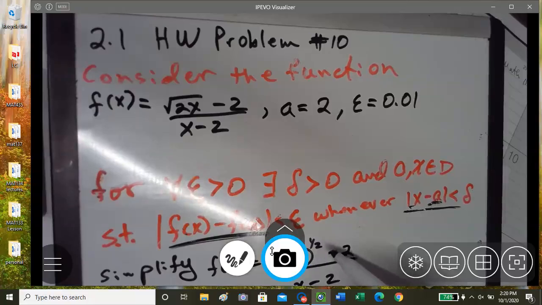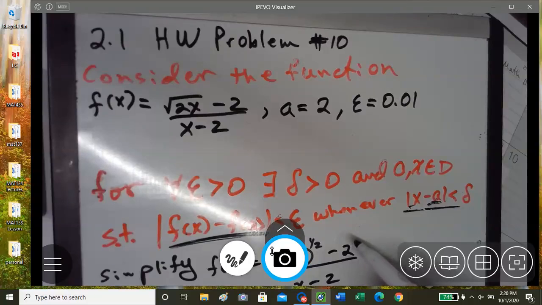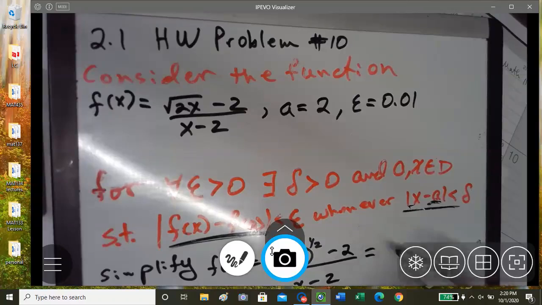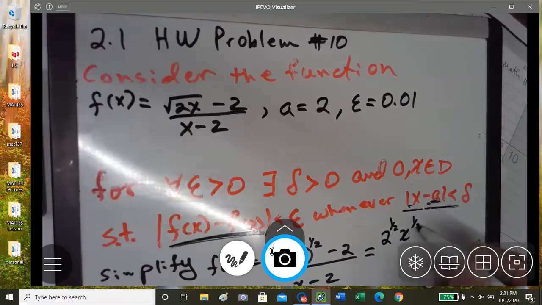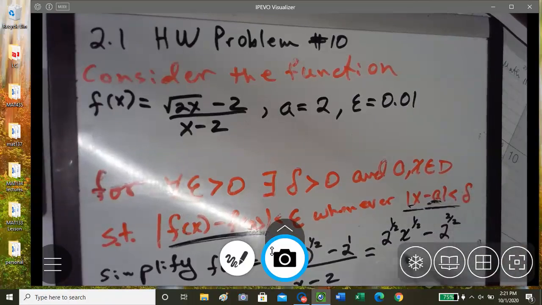Now the idea here is to make this into a difference of two squares. So we can go ahead and make this 2 to the 1/2 x to the 1/2, since we're multiplying, those two are multiplied, 2 and x, minus, and then this is 2 to the first power. So what we want to do is make that 2 to the 2 over 2 power. Okay, and that's all over x minus 2.